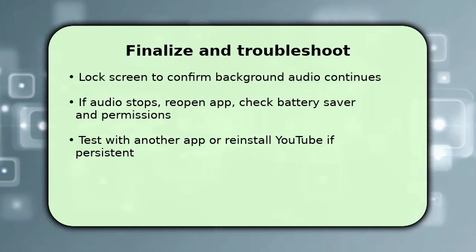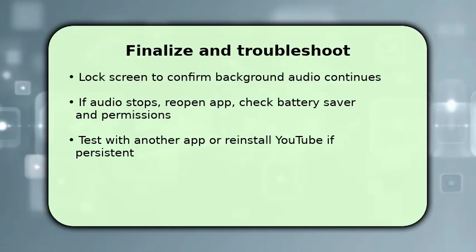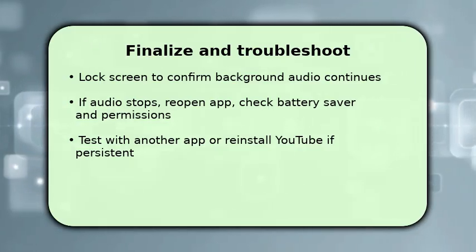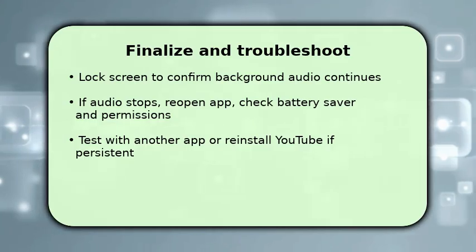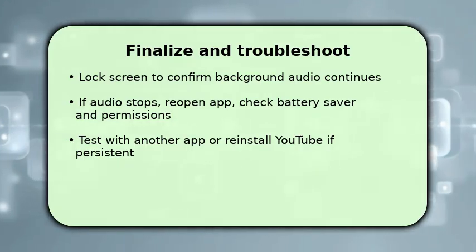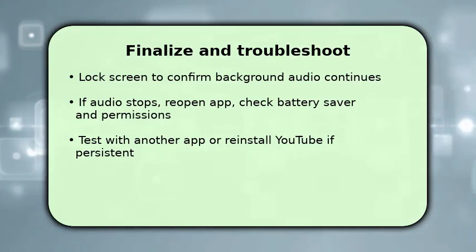Use playback controls on the lock screen or notification shade to pause or skip. If audio stops, make sure battery saver or app background restrictions are off, and that YouTube has permission to run in the background. Once done, try restarting the app or device. If issues persist, clear the app cache or reinstall YouTube.